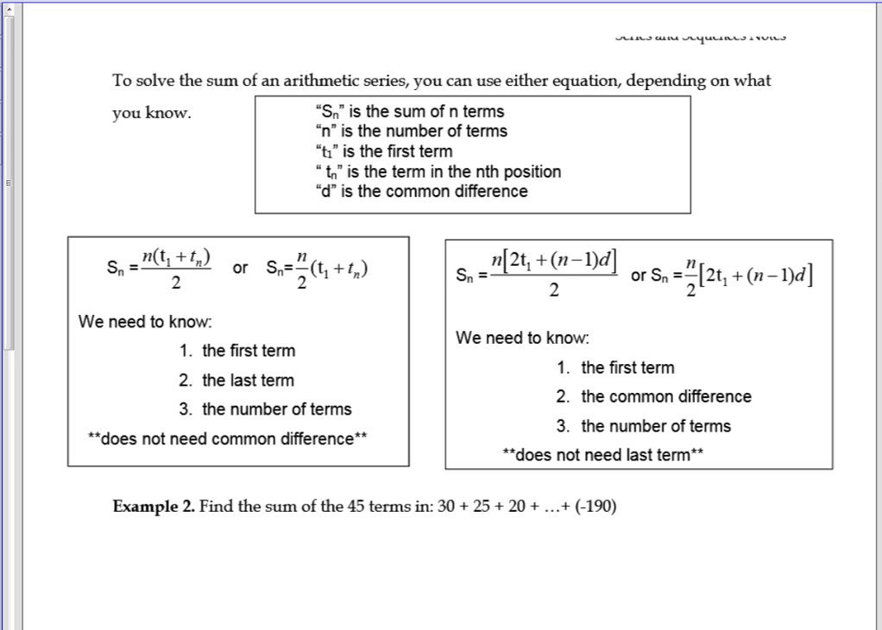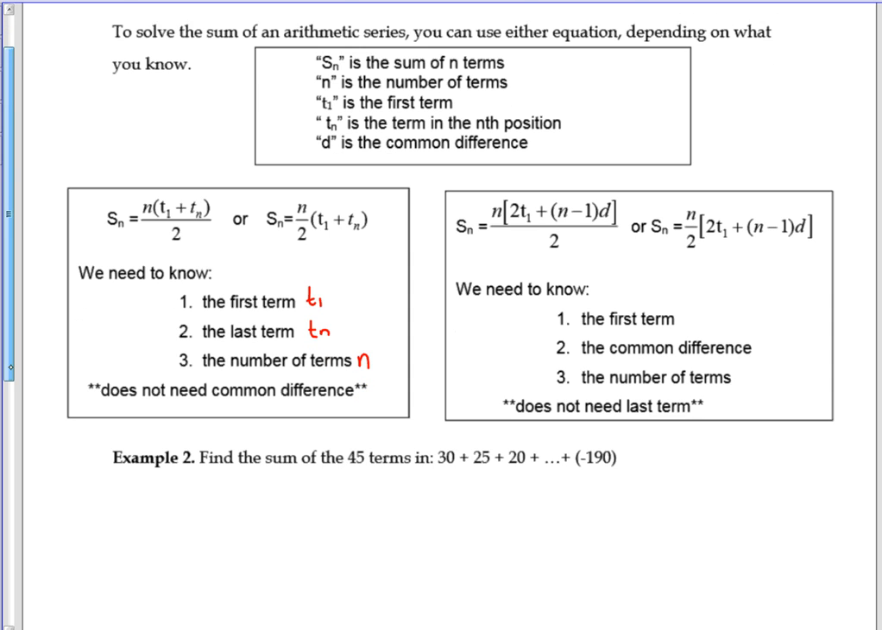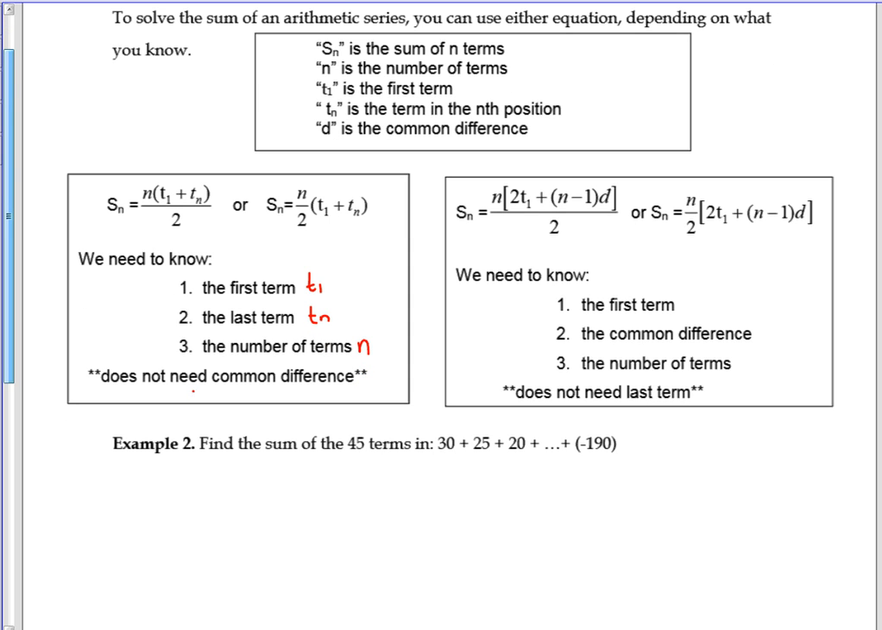So what do we need to know? We need to know our first term, our last term, and the number of terms. We do not need to know the common difference. As you can see, there's no d in that formula. So we just need to know term 1, t of n, and n. Do not need to know d. So this is the easiest formula. If you look at the next one, it's not as easy looking, right? Looks a little bit more complicated than the first.